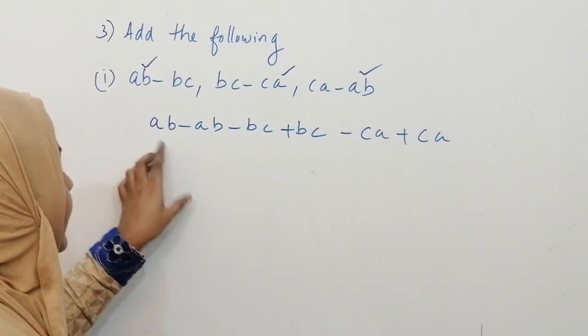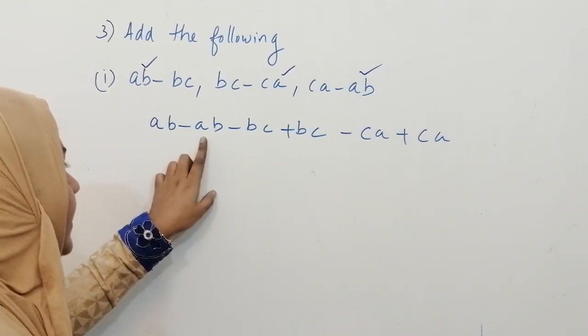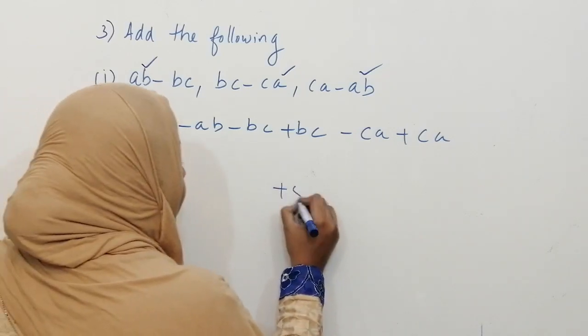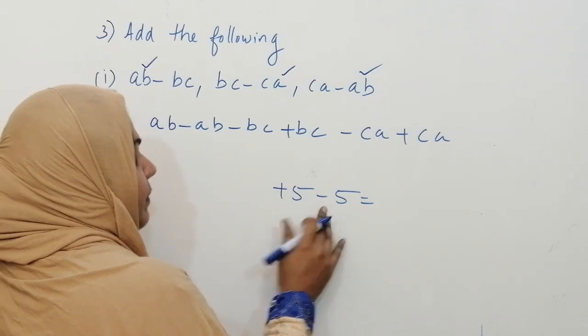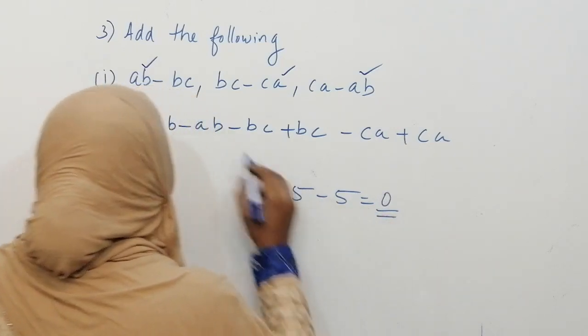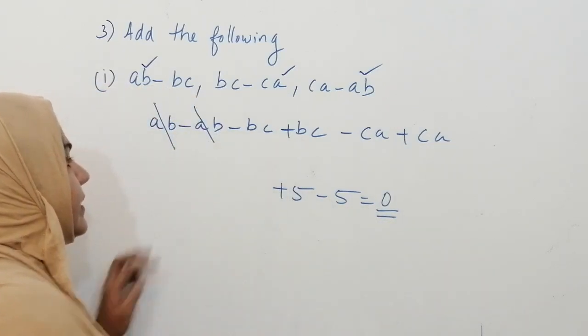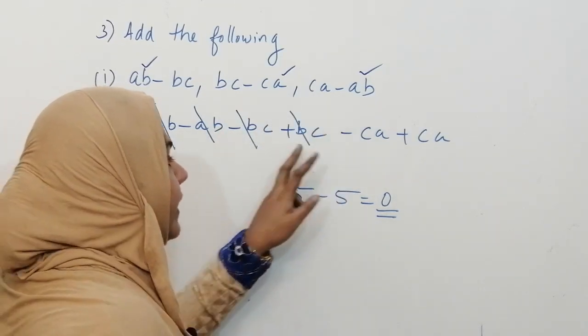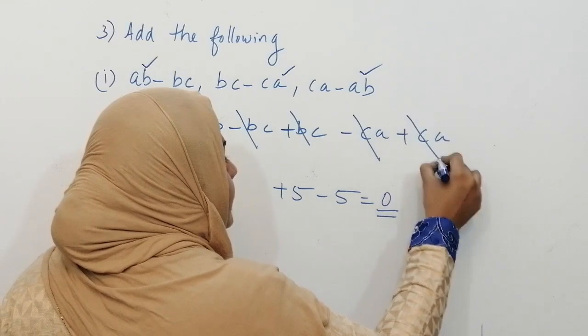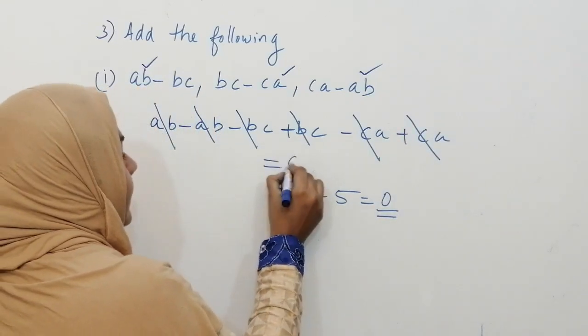From this we can understand AB minus AB is 0, because you know that plus 5 and minus 5 is same number with a different sign, means the answer is 0. So plus AB and minus AB is cancelled. Similarly, minus BC and plus BC is cancelled. Minus CA and plus CA is cancelled. So the answer is 0.